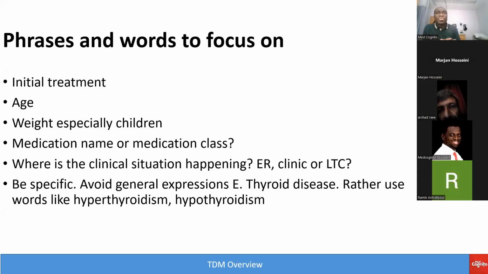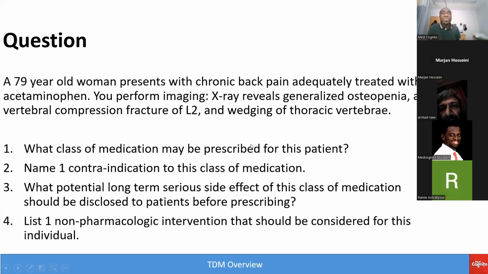The other thing is you also want to avoid general answers like heart disease. No, heart disease is wrong. Don't say heart disease. If it is coronary artery disease, say that. If it is heart failure, say that. Don't just give general answers. For example, don't just say thyroid disease. Rather use expressions like hyperthyroidism, hypothyroidism. Be specific. Be very specific in the way you deal with the patient.